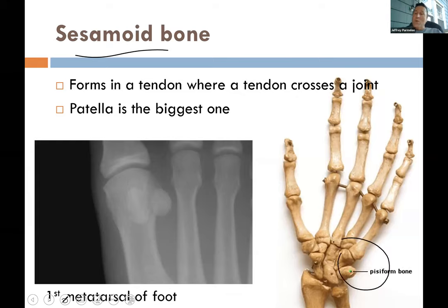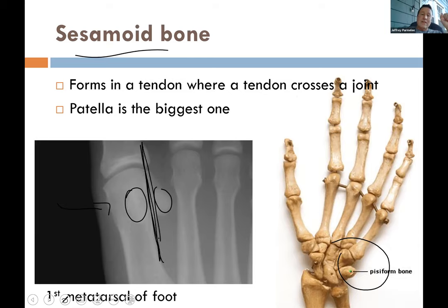The pisiform bone, one of your carpals, is one. And then if you look under your big toe, you've got two pea-shaped little bones. Take a look at the skeleton, you'll see. Those are sesamoid bones that form so that the tendon that's going to flex your big toe can run between them. Yeah, so you're not stepping on it.